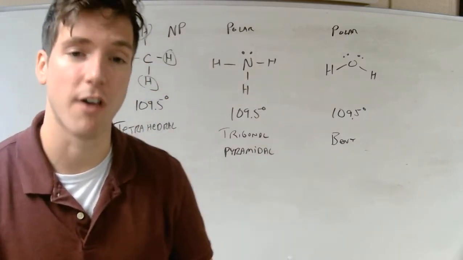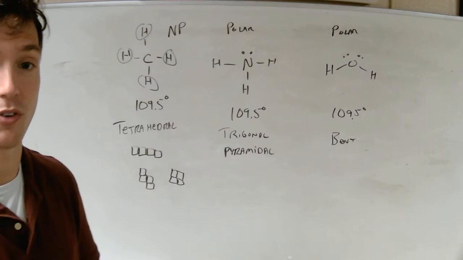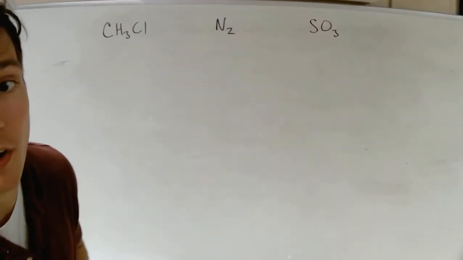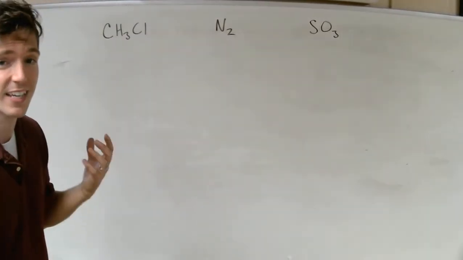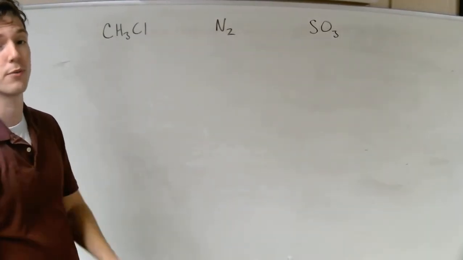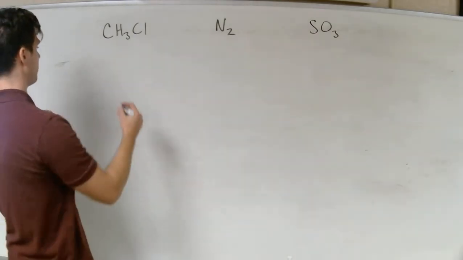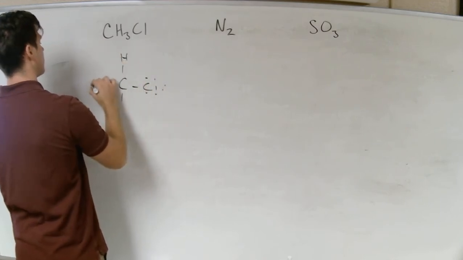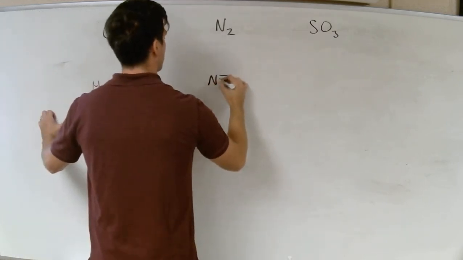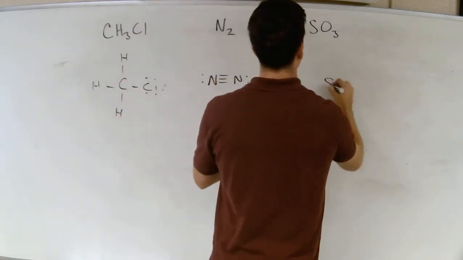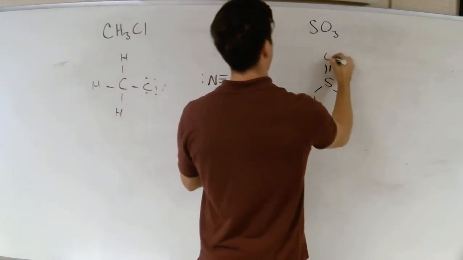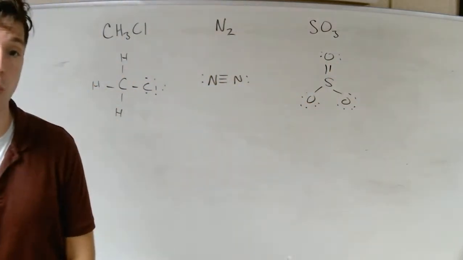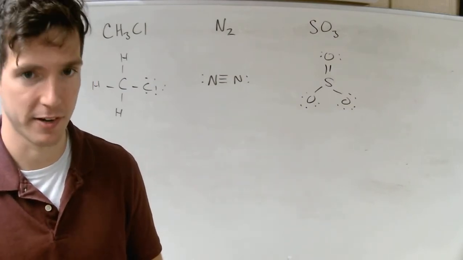Those are all of our molecular geometries and bond angles. Let's go ahead and do a few examples and then we'll be done. So we have our 3 examples here. We got CH3Cl, N2, and SO3. If we were to draw the Lewis structures for all of these after following our rules, we would get something like these guys. Let's go ahead and give the molecular geometry, bond angle, and polarity for each of these.